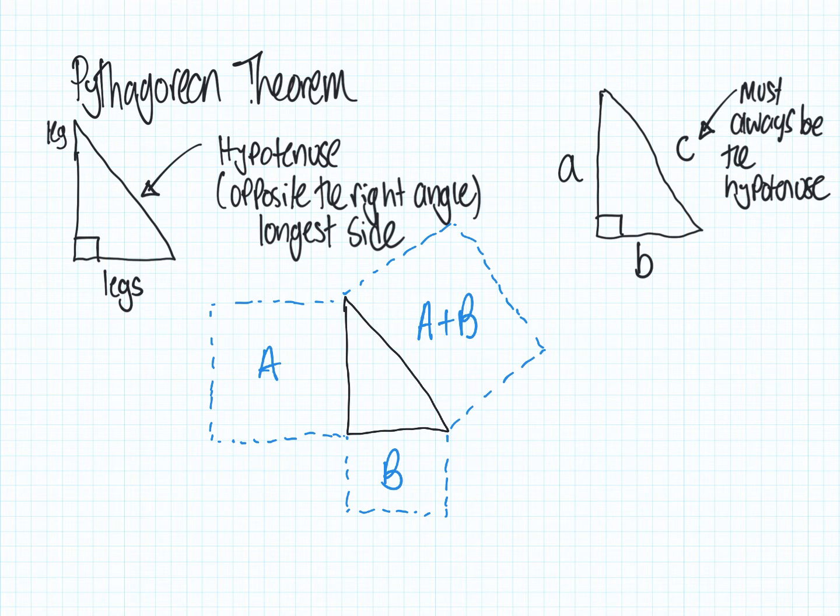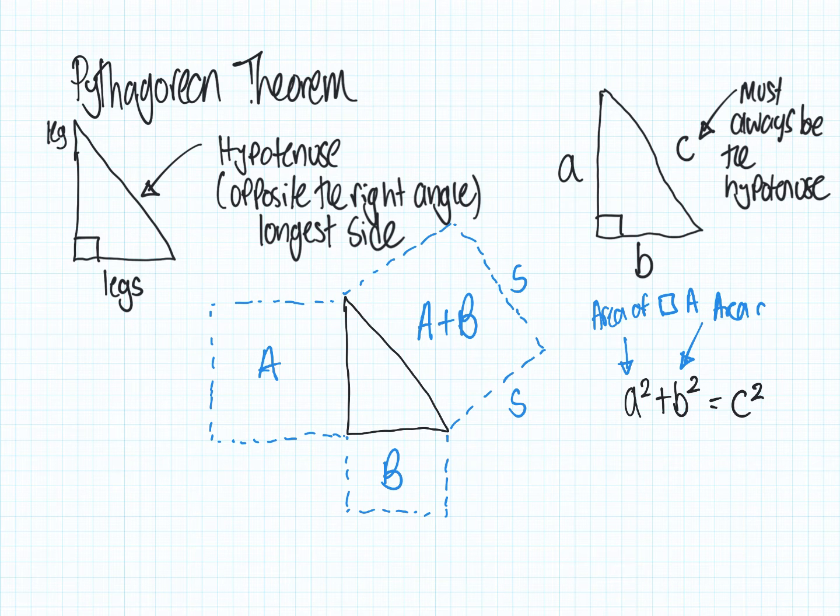Because the area of a square is found by squaring the side, and all the sides are the same, this allows us to come up with an equation. So we've got a squared plus b squared is equal to c squared. What we're saying here is that the area of square A plus the area of square B is equal to the area of square C.